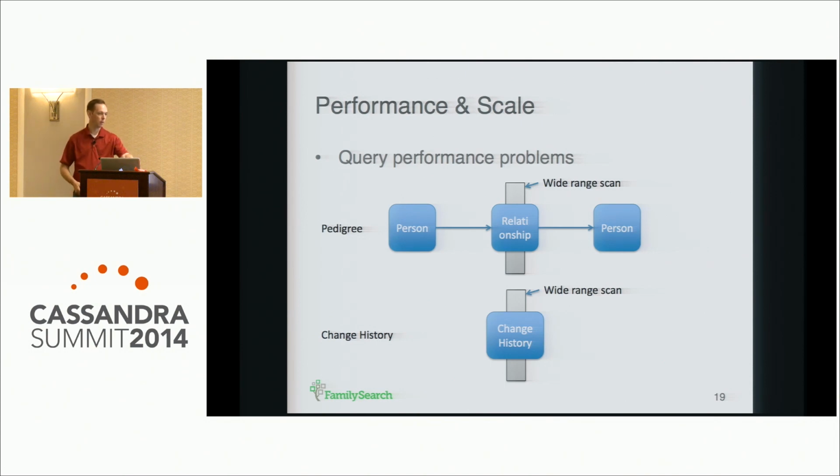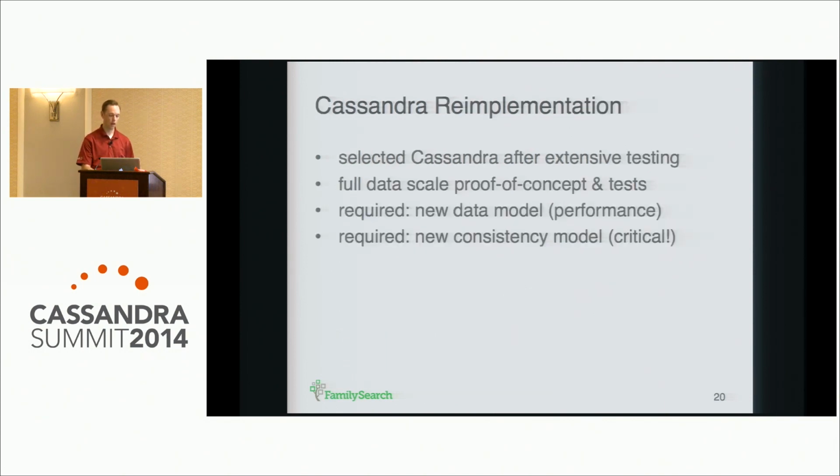But we do a primary key read on the person, we do a global index scan on the relationship, and we do another primary key read on the person. The change history, 8.5 billion rows in that global index, that costs a lot.